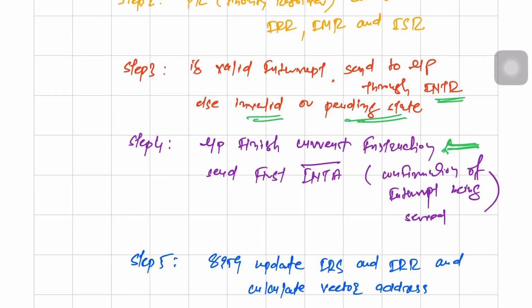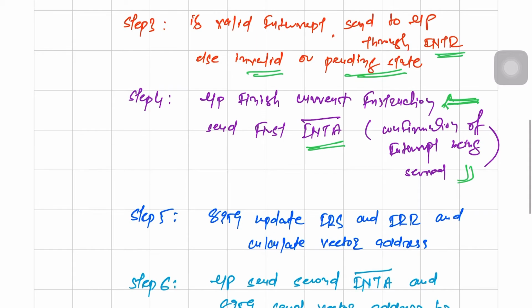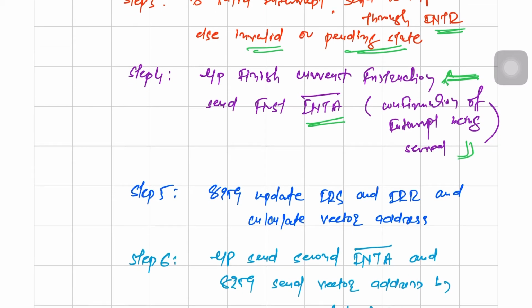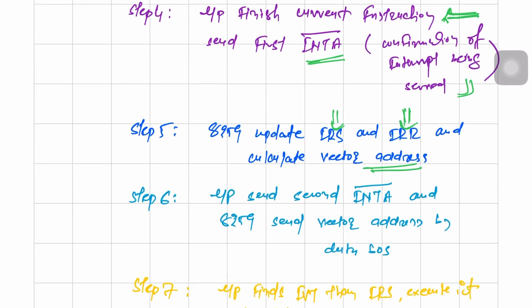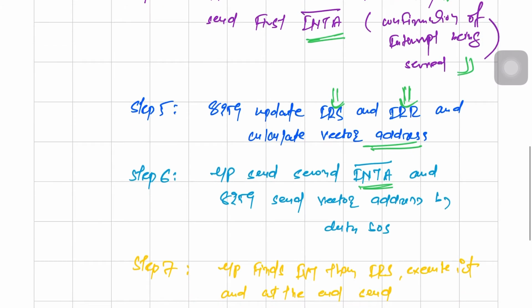You remember that the microprocessor will send two INTA bar signals. Initially it will send the first INTA bar signal, which is the confirmation that it is going to handle this interrupt. So the 8259 will update its in-service register, making the pin 1 to show that the interrupt is going to be served. It will make it 0 in the interrupt request register, and calculate the vector address. During this time your microprocessor will send the second INTA bar signal. On the second INTA bar signal, your 8259 has already calculated the vector address, and it will send it to the microprocessor using the data bus.